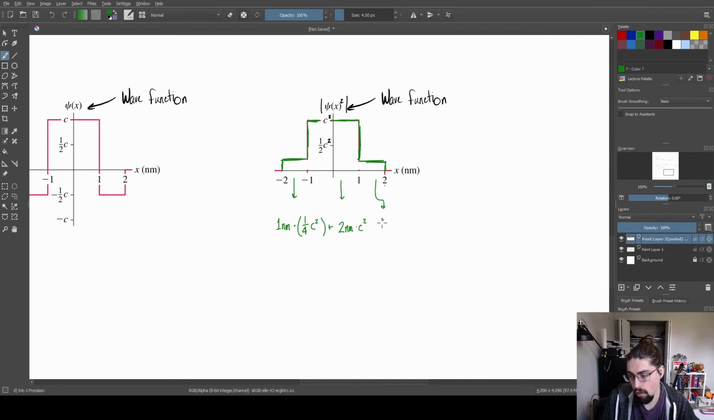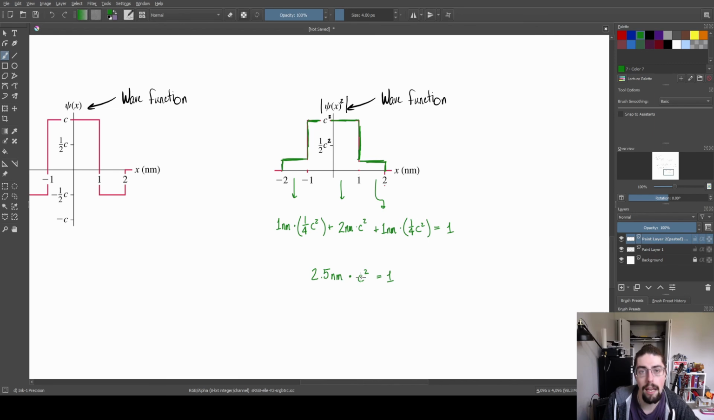Got my third section, which is just another 1 nanometer times 1/4 c squared. All of that has to sum together to be equal to 1 because I know the particle has to be somewhere included in all of that. So when I actually start to stack these values together, here's what I'm going to end up with. 0.25 nanometers on the left, 0.25 nanometers on the right, 2.5 nanometers times c squared is equal to 1.